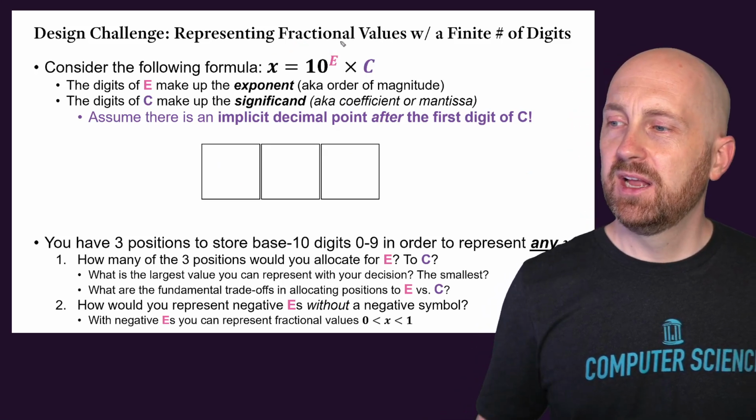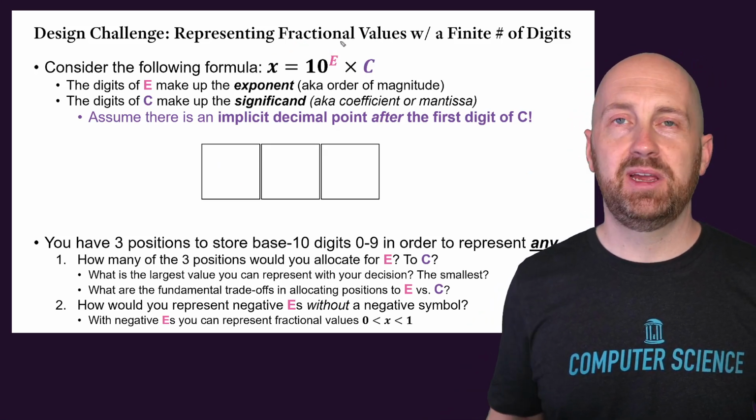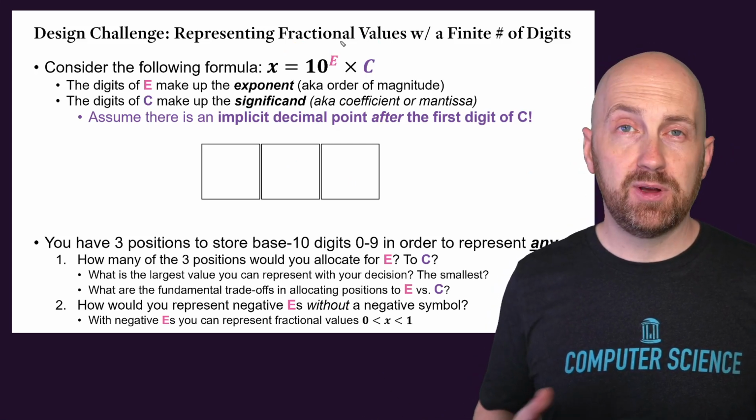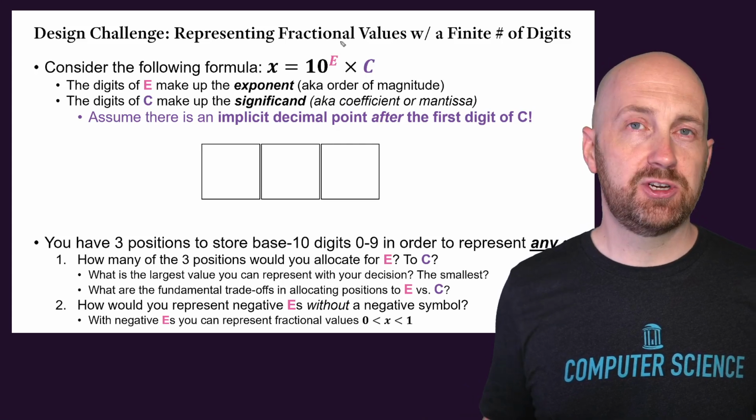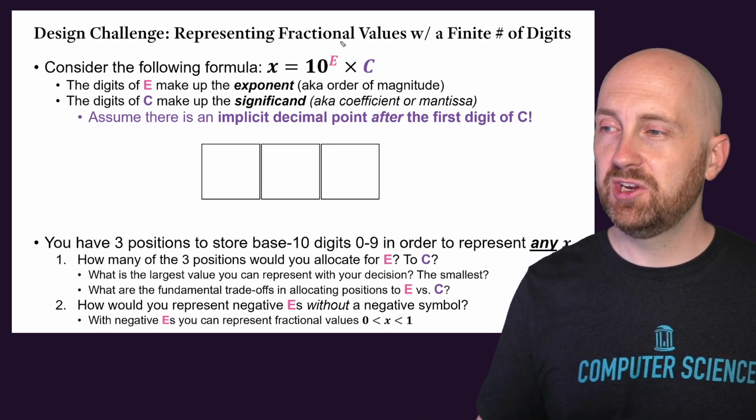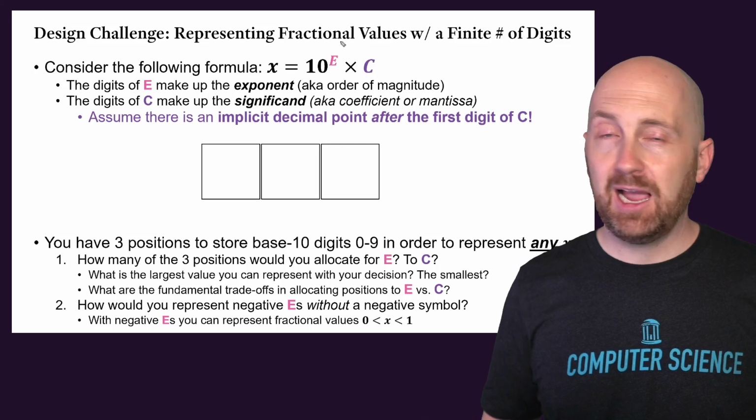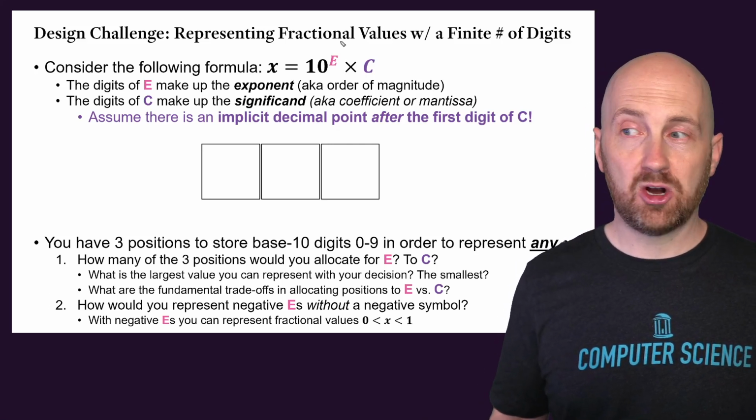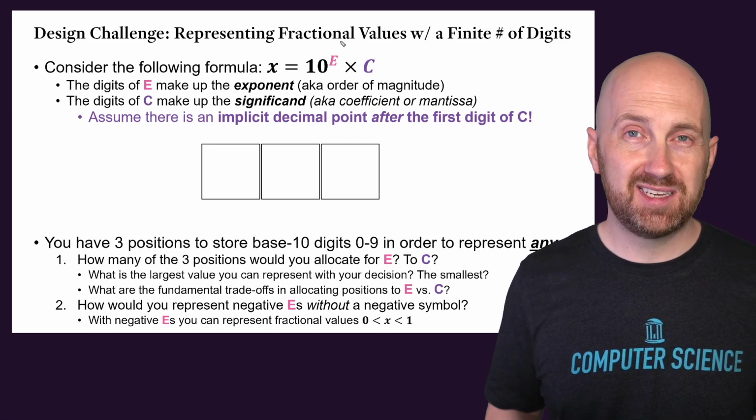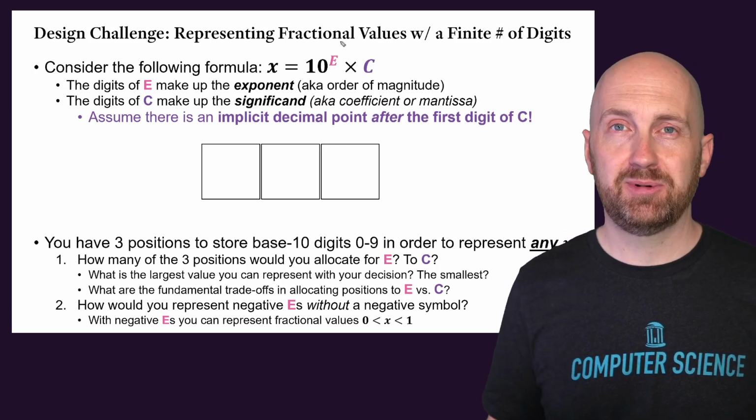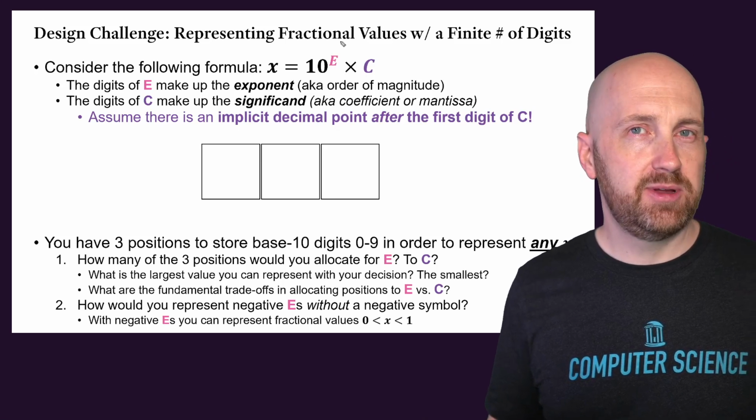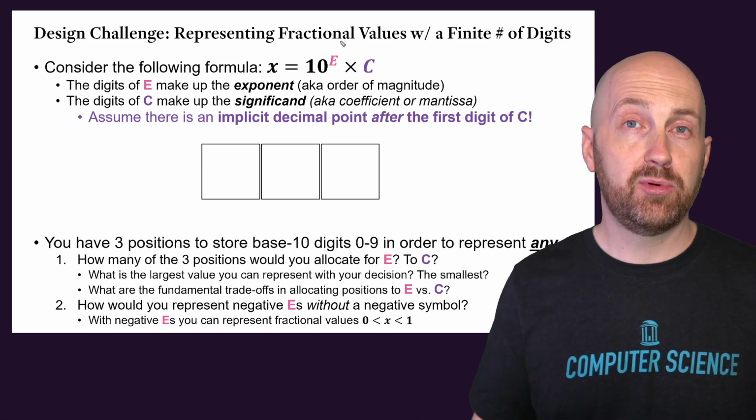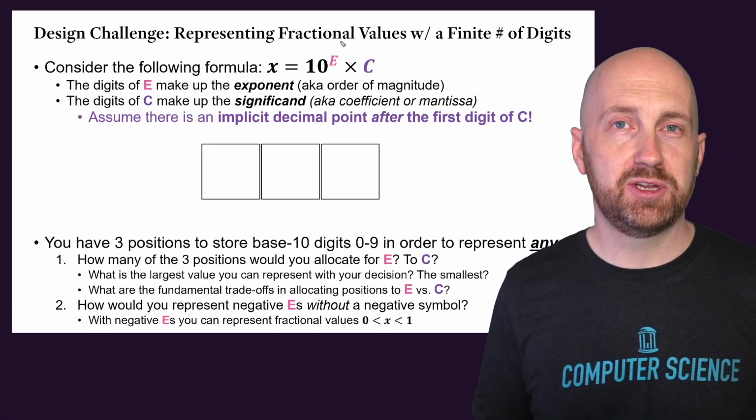So you have 3 positions to store base 10 digits, 0 through 9, and represent numbers in this way. For whatever system you choose, and I would encourage you to try thinking through a system different than the one we just did: how many positions would you allocate to E? How many to C? What is the largest number you can represent? What is the smallest non-zero number you can represent? And what are the fundamental trade-offs between allocating digits to E or C? There is an important trade-off here that has real ramifications in how we represent floating point values.